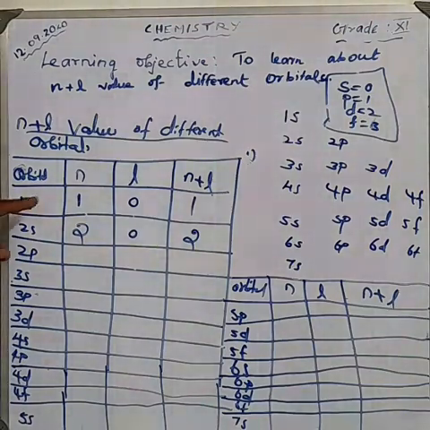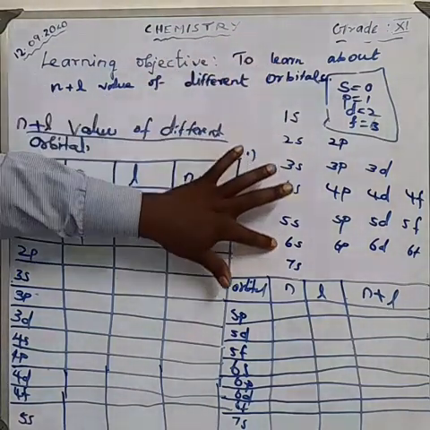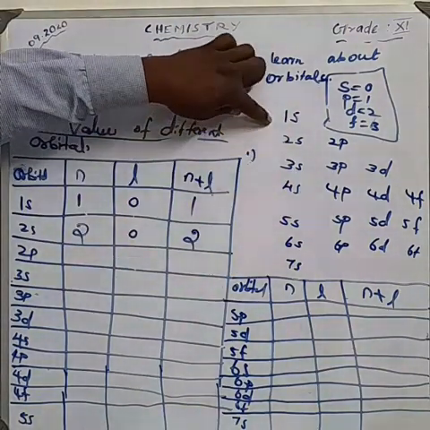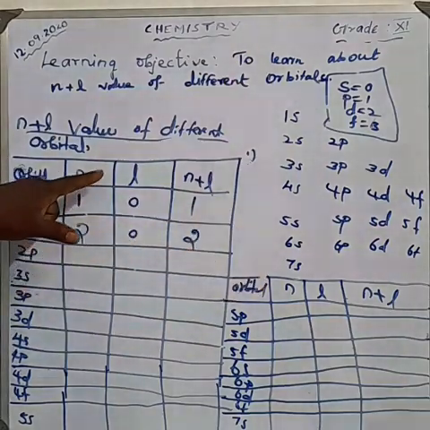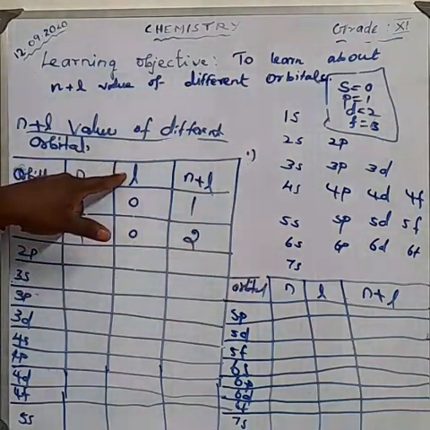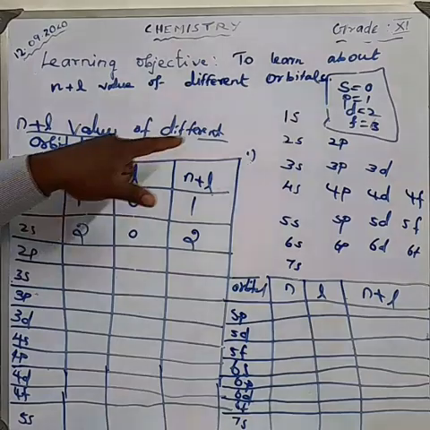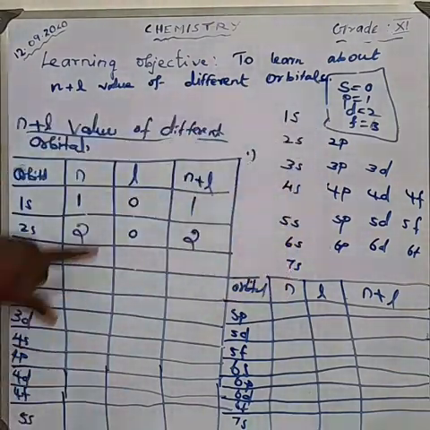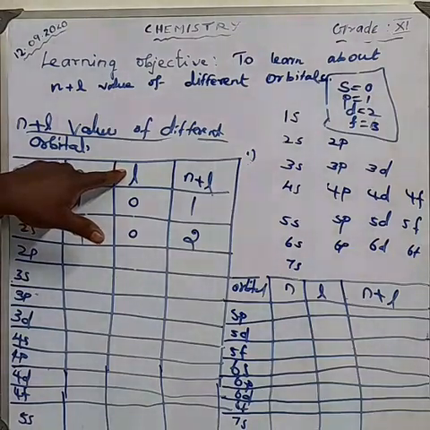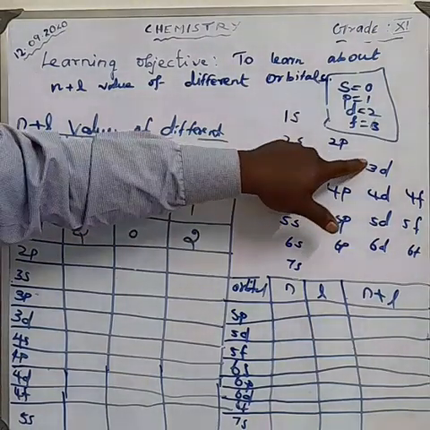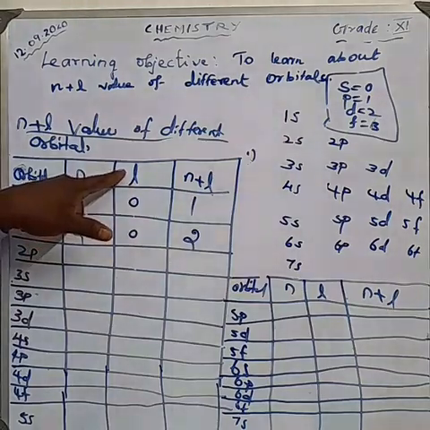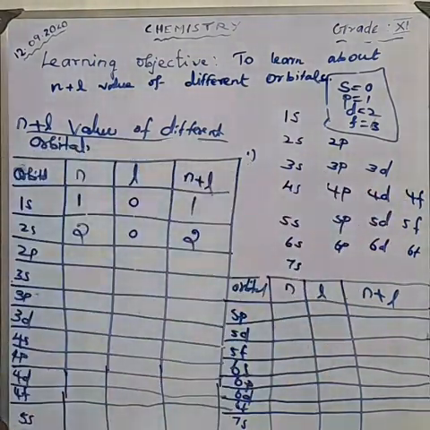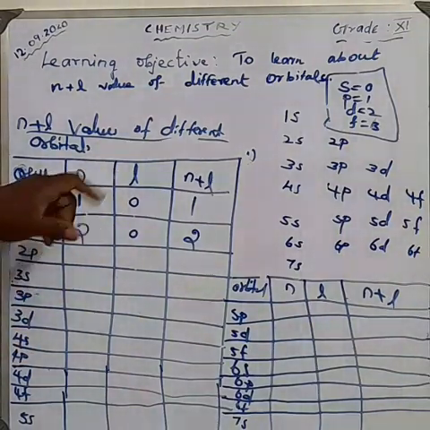For all the S subshell, the L value becomes 0. That is the azimuthal quantum number value 0. For all the P subshell, the azimuthal L value becomes 1. For the D subshell, the azimuthal L value becomes 2. And for the f subshell, the azimuthal L value becomes 3.